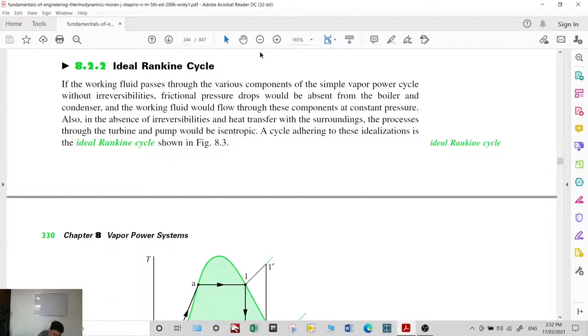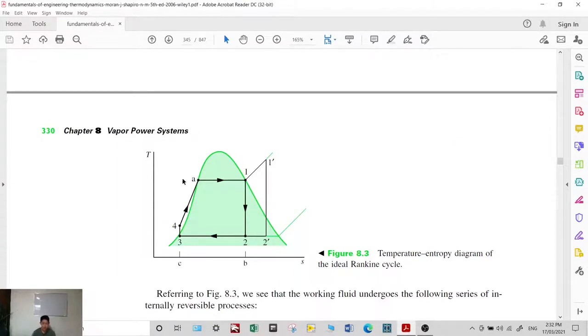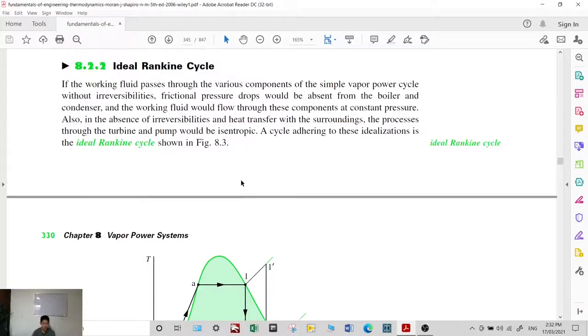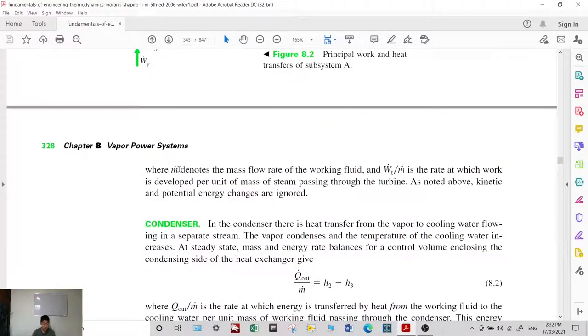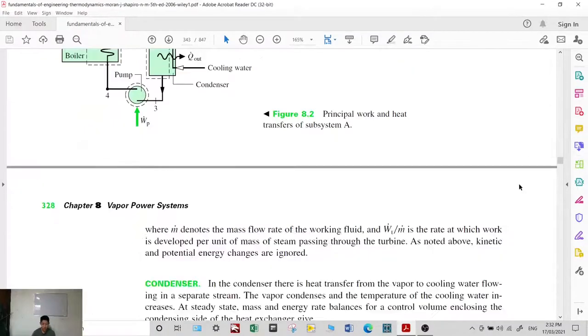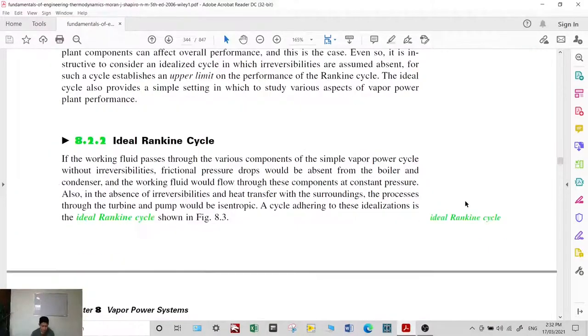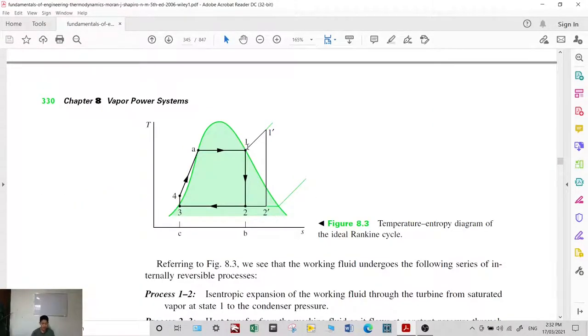Okay, now the ideal Rankine cycle. So this is the ideal Rankine cycle if you graph it in a TS diagram. This is the high pressure steam, state 1, H1. The high pressure steam then expands to state 2. This is a mixture of vapor and liquid, H2. That is why it condenses, from 2 to 3. And then this is the pump work, H4 minus H3, and then the Q in.